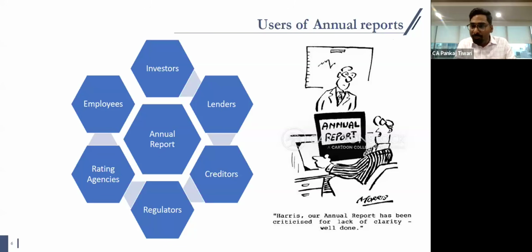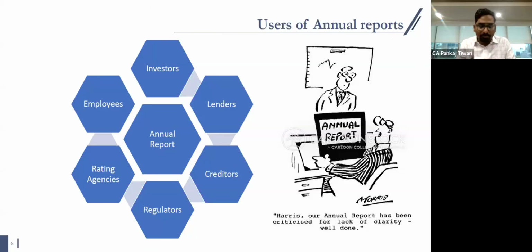The regulator, I mean, half of the pages of the annual report, if I can say, is prepared only to comply with a regulatory requirement, because the director's report and the financial statements are regulatory driven. So a lot of information is also provided to the regulators, rating agencies, and employees also, to look at how their companies are performing, what is the growth of the company, and rating agencies to evaluate what is the current rating of the company, and what is the future outlook which is provided in the management discussion and analysis section.